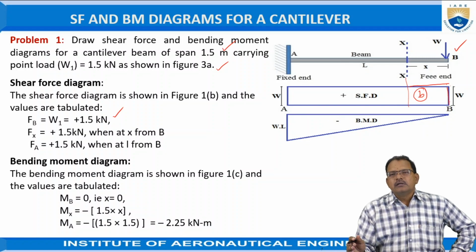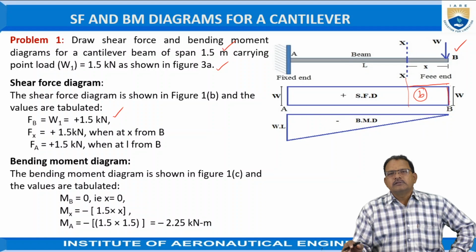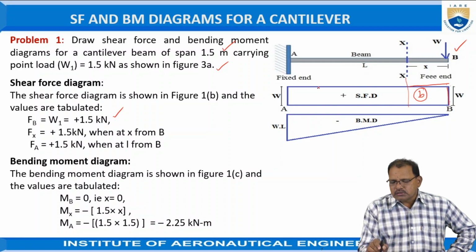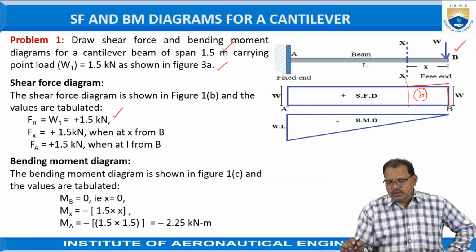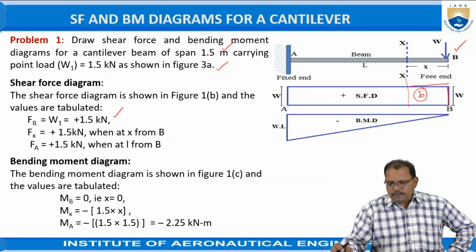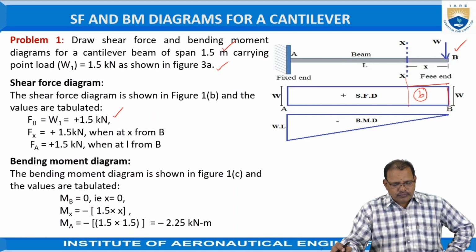Similarly, as we are moving toward the point A now, the unbalanced force which is acting on the beam toward the right side remains constant, which is equal to 1.5 kilonewtons. Hence, extend this horizontal line just to meet the A point. So, this diagram is representing the shear force diagram for the cantilever beam.